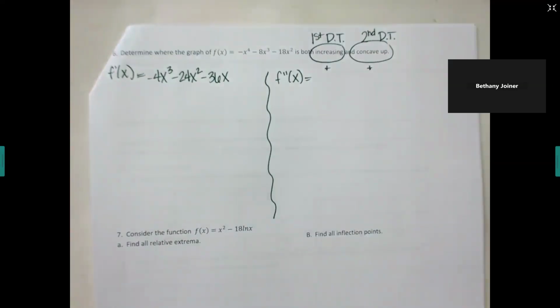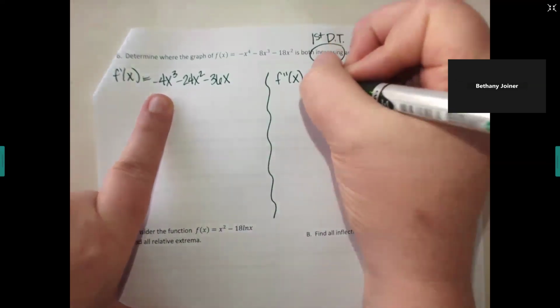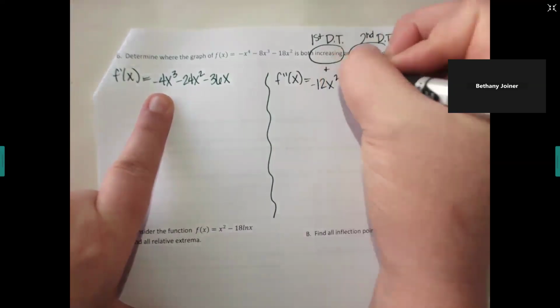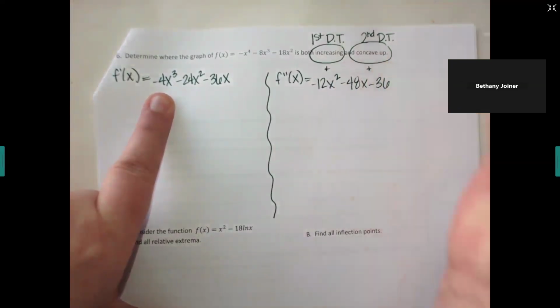Okay, then from there, before I set that equal to 0 and get into the weeds of the first derivative test, let's just take the second derivative right next to it. So derivative one more time, what's it going to be? Okay, negative 12x^2 minus 48x minus 36.